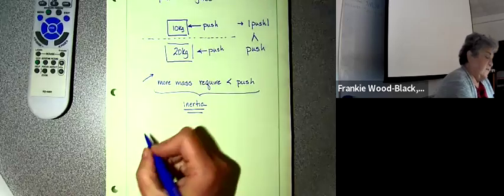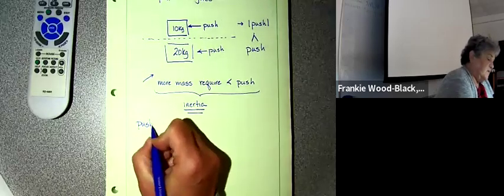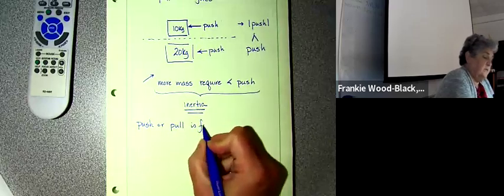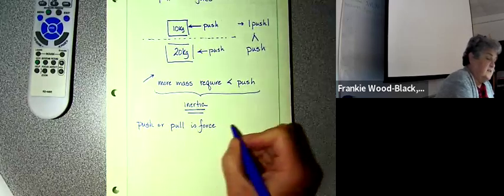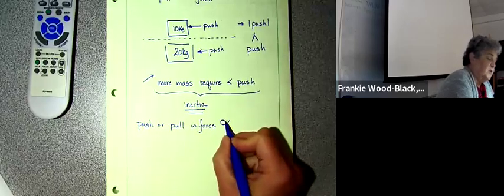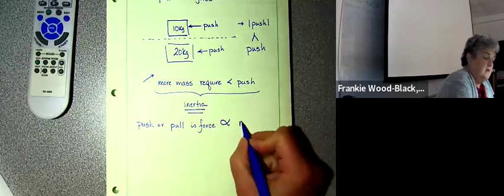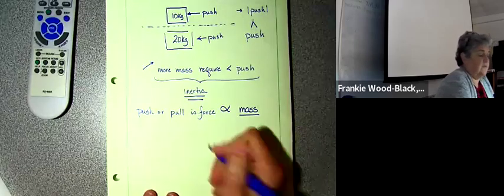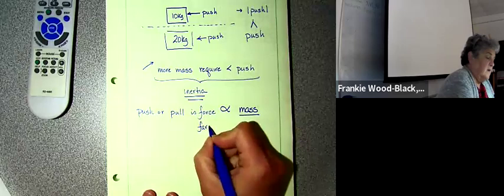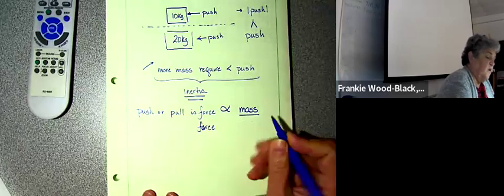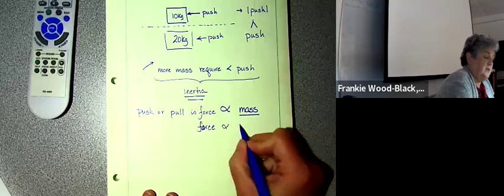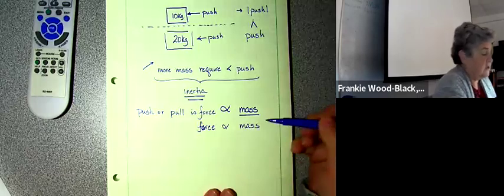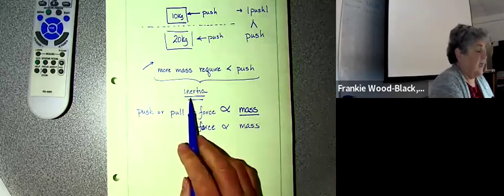So if I think of the push or pull as a force, one of the things that we know is that it's going to be proportional to the mass. So my force, not farce, my force is proportional to the mass. So the bigger the mass, the bigger the force that I have to apply or exert. I have more inertia. And we know this.